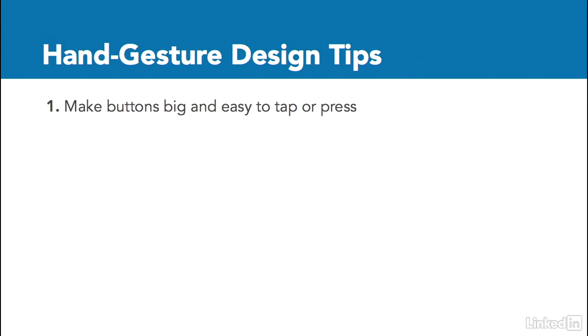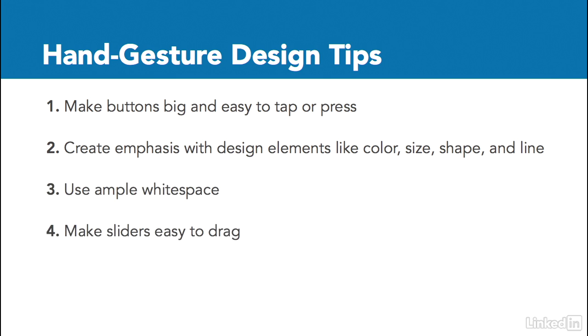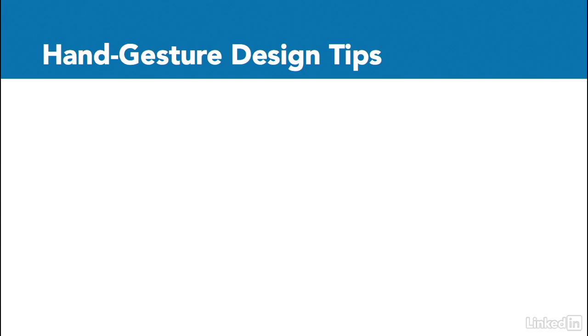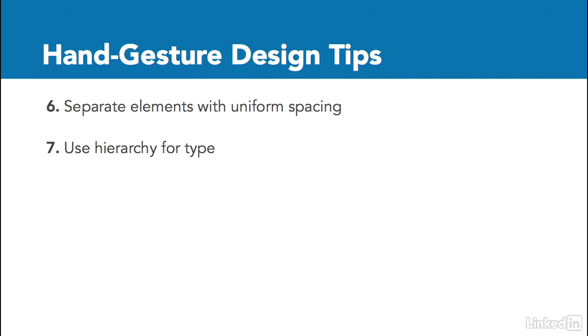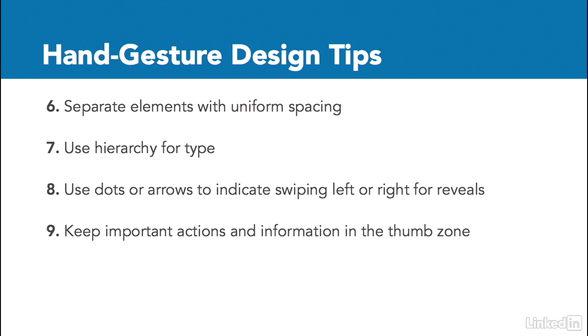Make your buttons big. Create emphasis using elements of design like color, value, size, shape, line, and space. Use white space liberally. Design sliders that are easy to drag. Design using shapes that imply the motion required for interaction, like rotate or spin. Separate elements with uniform spacing. Employ a clear hierarchy with type. Use dots and arrows to indicate swiping left and right. And most importantly, keep important actions and information in the thumb zone.